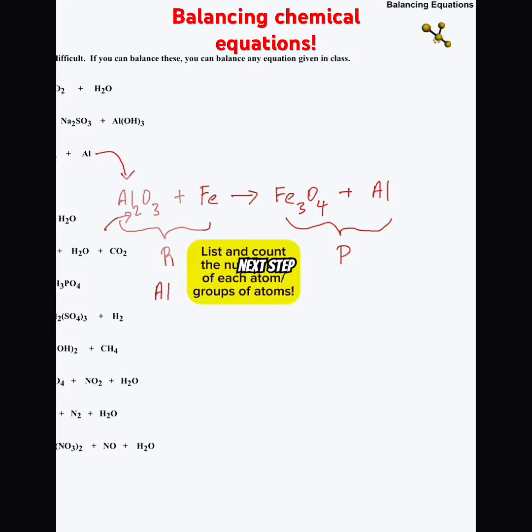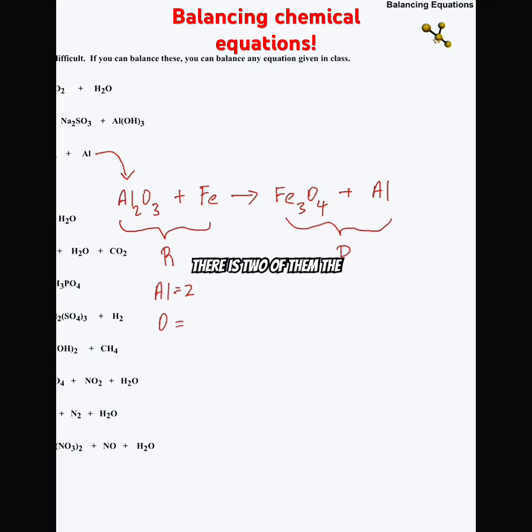The next step is to list each atom and put the number of each atom. So in the first case, aluminum, and there's two of them. The second case, there's oxygen, and there's three of them. And in the third case, there is iron. There's only one, and that's why no value is placed in front of it in the equation. We do the same thing for the product side.